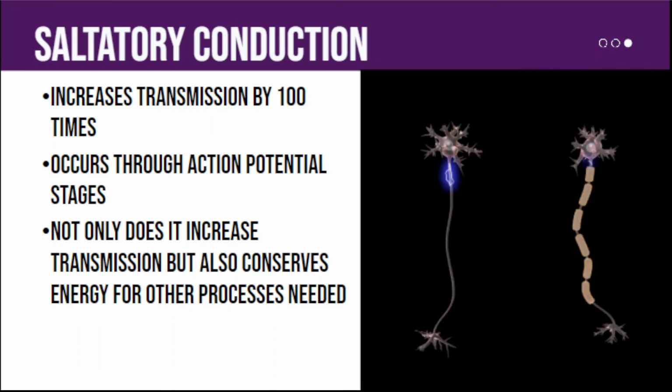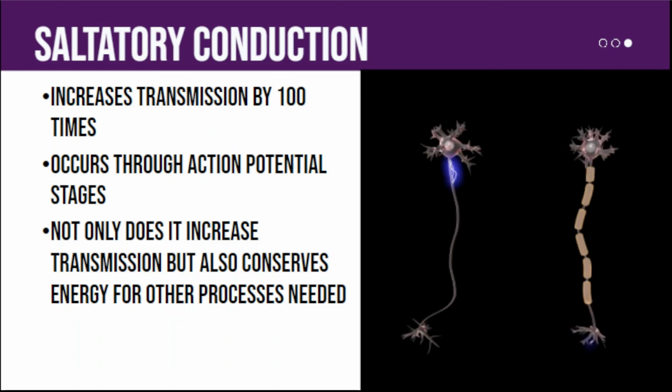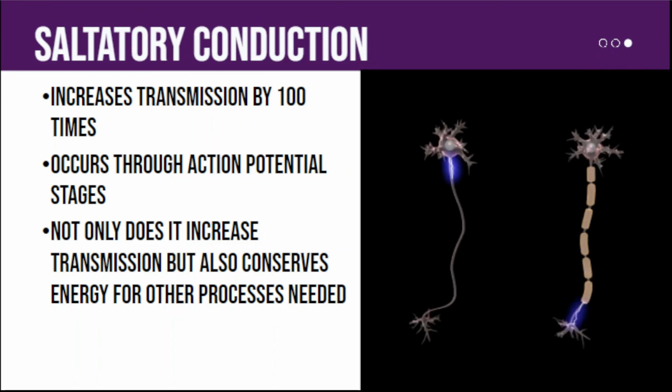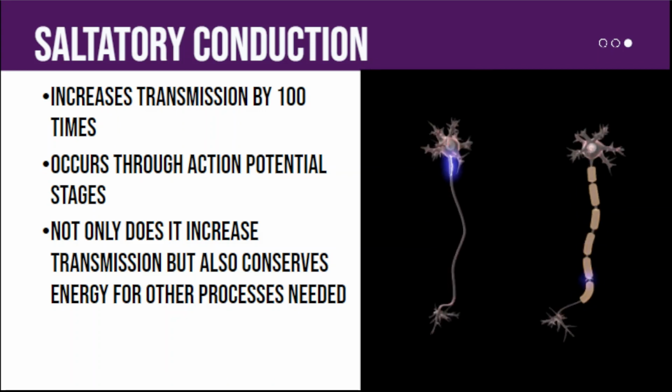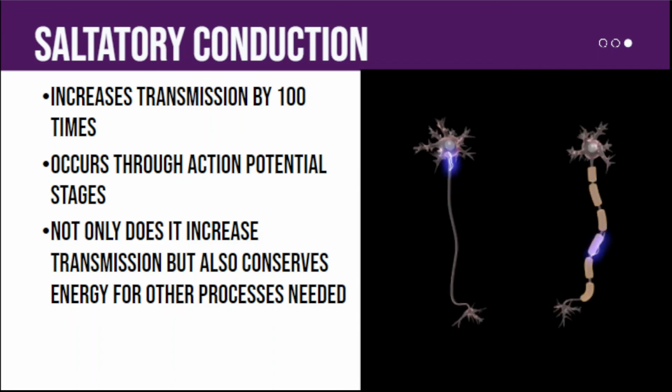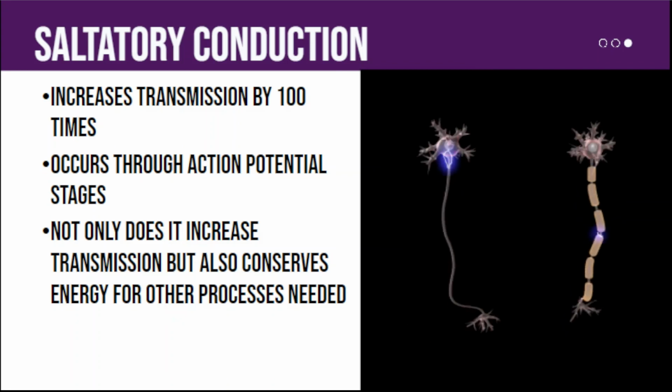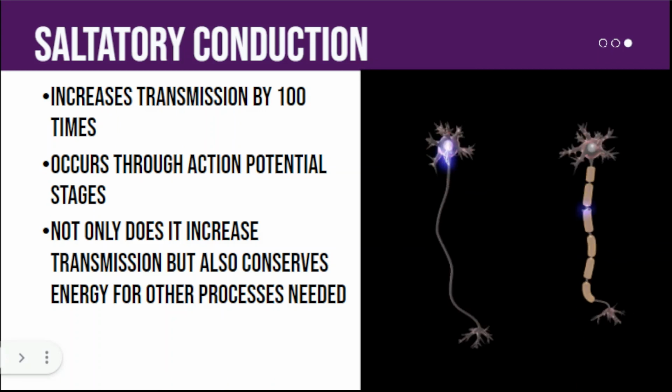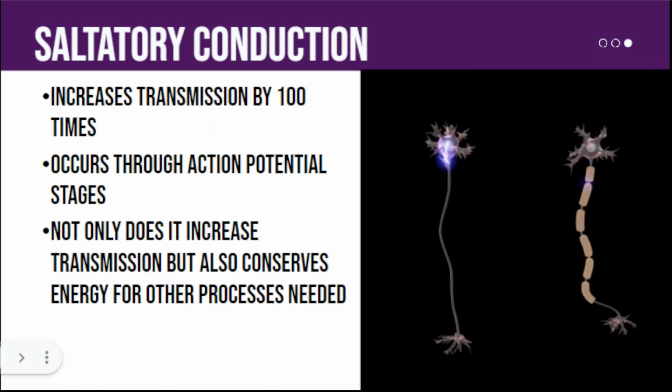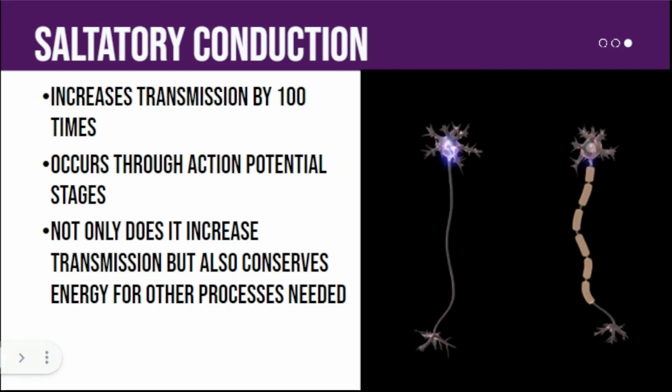So saltatory conduction increases the transmission of signals by 100 times. And not only that, but it conserves energy, because of course your nerve no longer gets tired depolarizing the entire axon. So because of that, it saves energy. No? So because of that, your type A fibers are faster compared to your type C, and more reliable in areas such as your sensory receptors and your muscles.